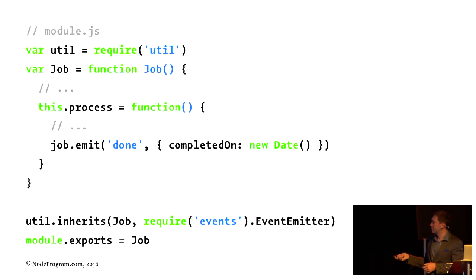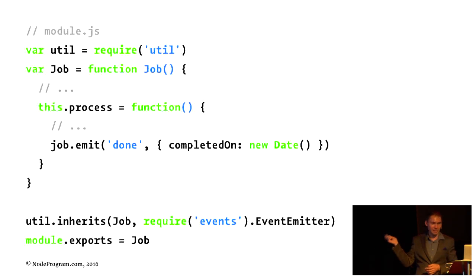We require util just because we want to use inherits. Remember inherits, right? It basically takes a parent and a child, and then it gives the properties of the parent to the child. So we give the properties of require events.EventEmitter, that's a class from the core library, to our class. So Job is our class, we wrote it. And then we get this magical method, emit. This is coming from the events library. And then all we need to do is trigger that event.